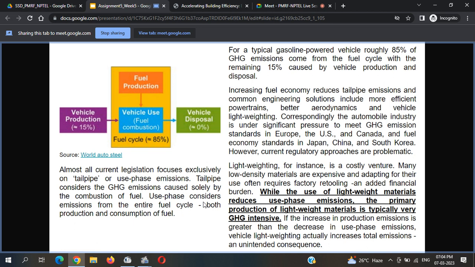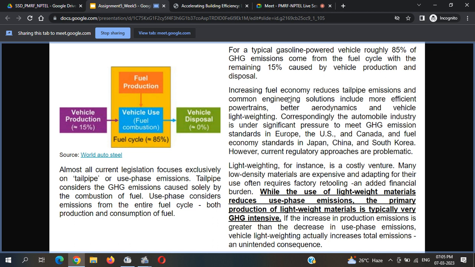So it is both for the fuel production as well as the consumption by the vehicle. You can see there are still a significant amount of GHG production during the vehicle production stage also, but because the focus is on the tailpipe emission or the use phase emission, this chunk of the GHG emission gets sidetracked while the regulatory policies are drafted for curbing greenhouse gas emission.